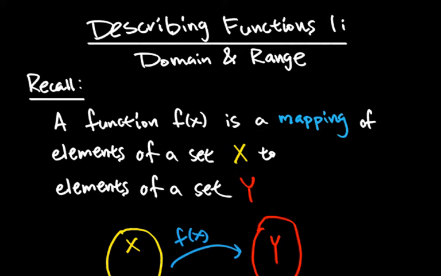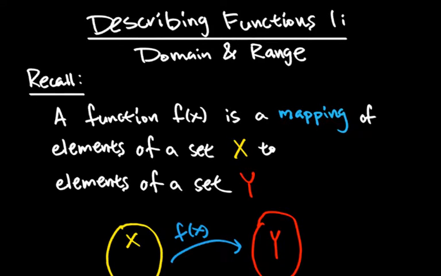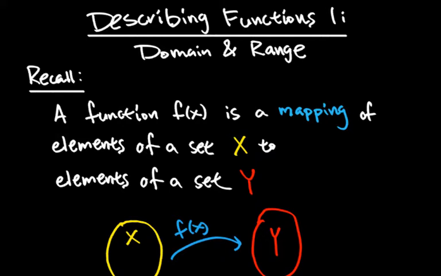Alright, so let's just recall what a function does in the first place. That's kind of the basis of domain and range. A function, in its most technical term, is a mapping of elements of a set X to elements of a set Y. So what in the world does that mean? That means that you have a set called X, and you have a set called Y. What does f of X do? It takes things from X and brings them into Y. So there's a way where X is turned into Y's basically.